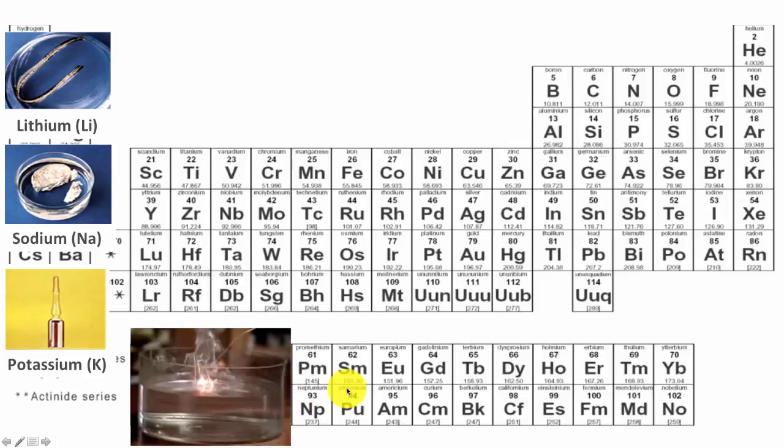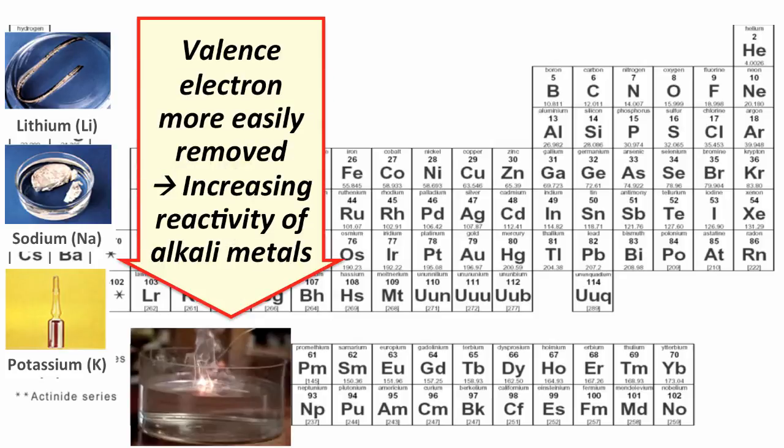The reason for this increase in reactivity has to do with the fact that as we go from lithium to sodium to potassium, the outer or valence electron is in an increasingly far away shell from the nucleus. It's well shielded, and so the electron is more easily removed as we go down the periodic table, and a more easily removed electron corresponds to an easier reaction. So we have increasing reactivity of alkali metals going down the periodic table.